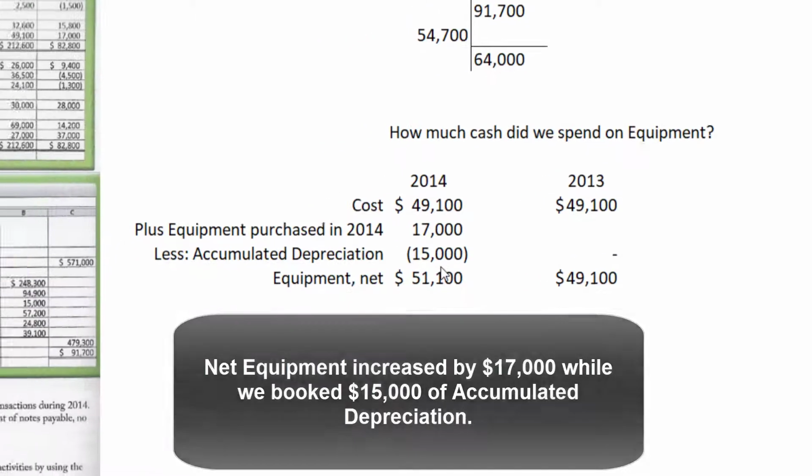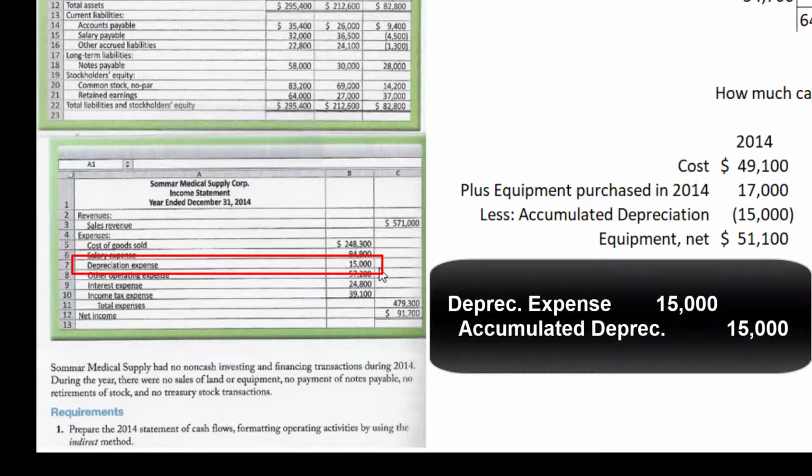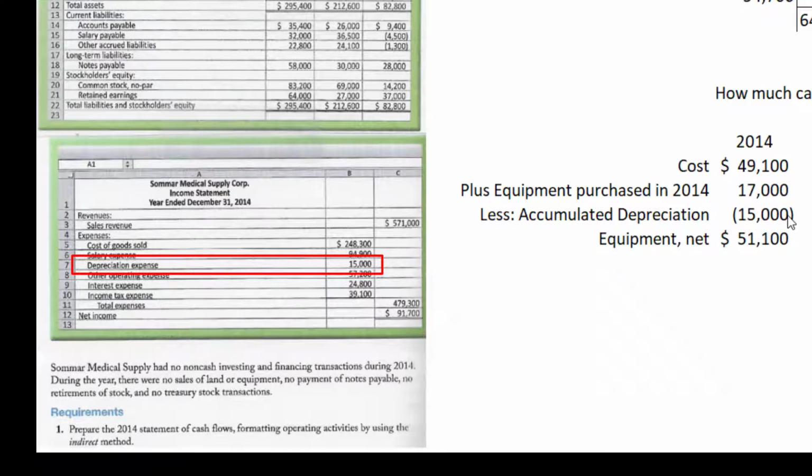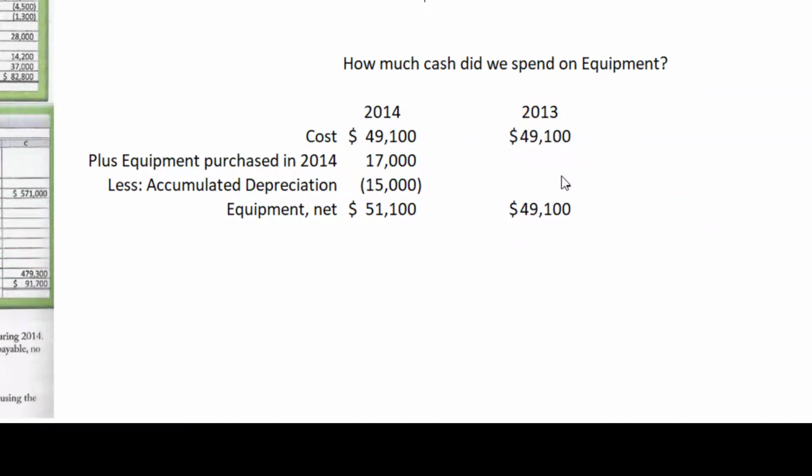How do we know we booked $15,000 of accumulated depreciation? Because the income statement tells us that depreciation expense during the year was $15,000. The journal entry for depreciation expense is debit depreciation expense, credit accumulated depreciation. So we credited the account accumulated depreciation for $15,000. Hence, if we assume we only spent $17,000, our equipment net balance is $51,100. So in this example, we're assuming there's zero accumulated depreciation in the beginning, just to make the example more teachable.